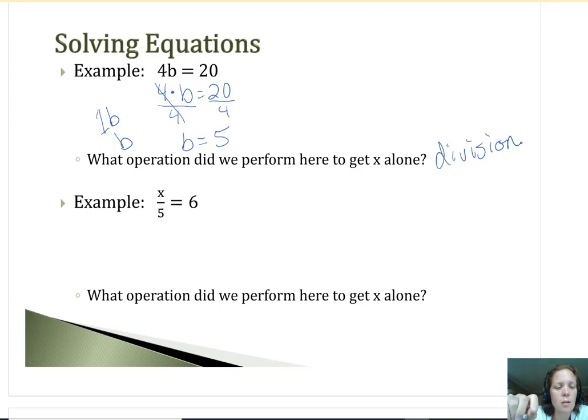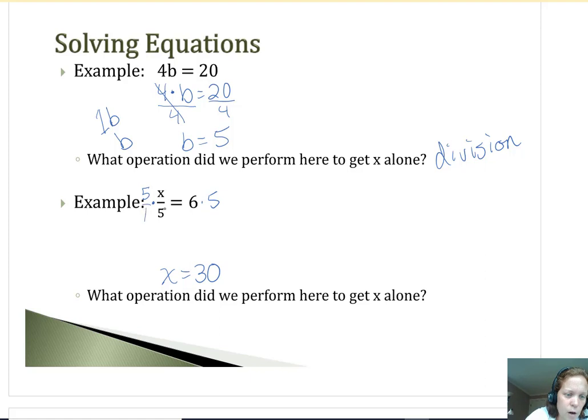What divided by 5 is 6? What can go on top here to divide by 5 to get 6? The only thing that's going to work is 30. 30 divided by 5 is 6. Okay, so to get rid of that 5, since this is x divided by 5, I have to do the opposite operation and multiply.